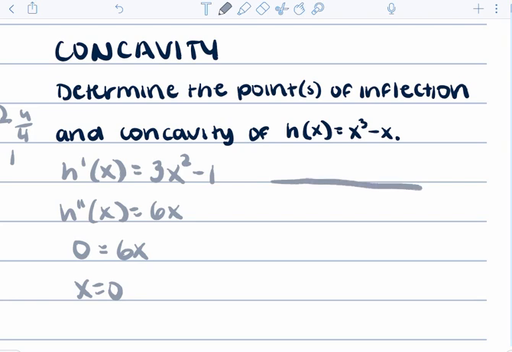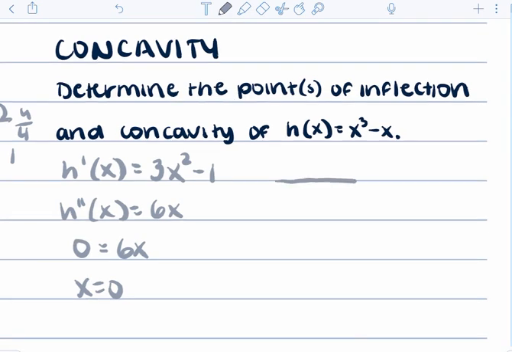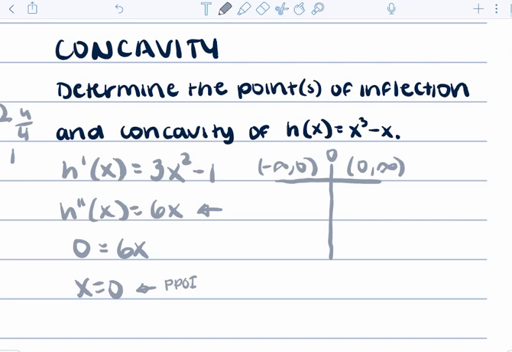And now we need to establish intervals. So negative infinity to 0, and 0 to infinity. So we need to plug into the second derivative function, and if the outcome is positive, then it's concave up, and if it's negative, it's concave down. And we also need to make sure, because x equals 0 is a possible point of inflection, that to prove it's a point of inflection, there needs to be a sign change.